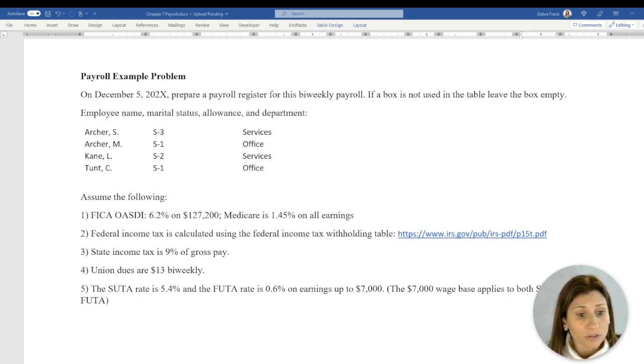State income tax, we're going to assume 9% of gross pay. Union dues, we're going to say $13 biweekly. And then we have SUTA and FUTA. So the SUTA rate is 5.4% and the FUTA rate is 0.6%. And both of those are on earnings up to 7,000. So that wage base will apply to the SUTA and FUTA for 7,000. And we can see in number one above for OASDI, that was only for OASDI up to 127,200. So let's go ahead and do our problem.